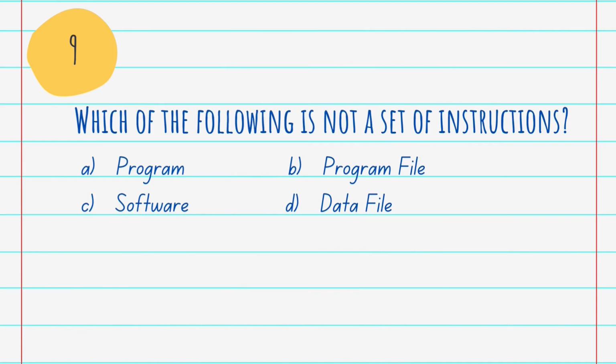The next question, which of the following is not a set of instructions? A, program, B, program file, C, software, D, data file. And the answer is D, data file.